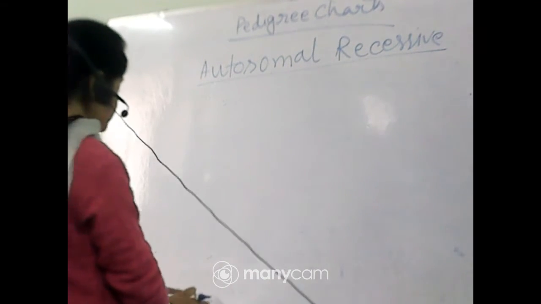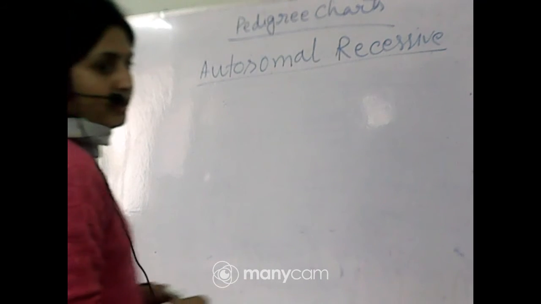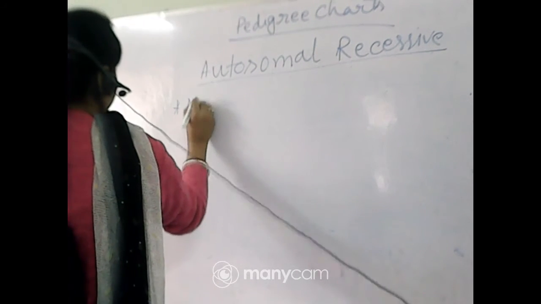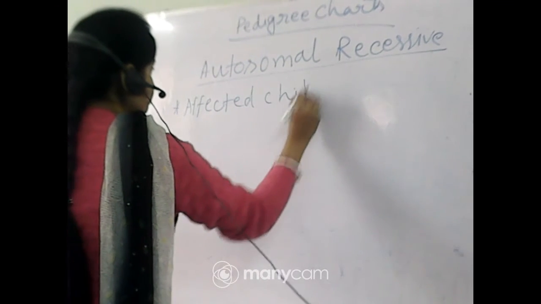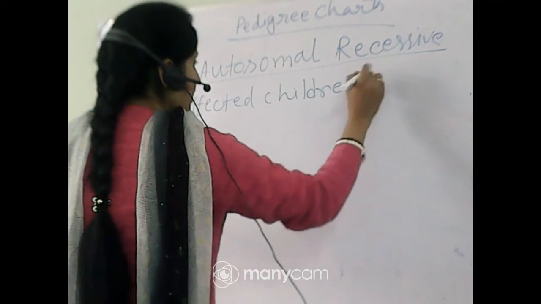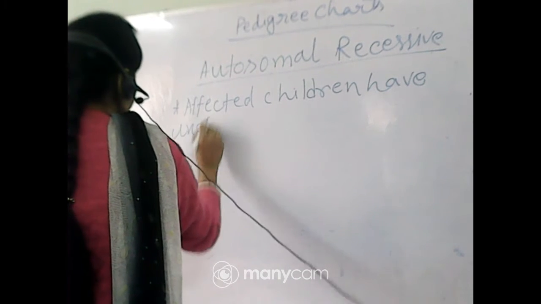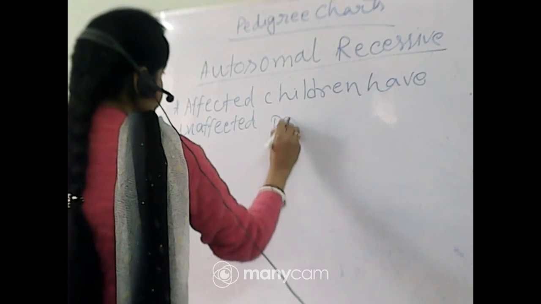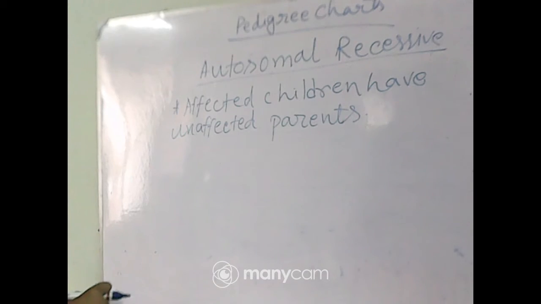Autosomal recessive, first, most affected children have unaffected parents. Affected children have unaffected parents.